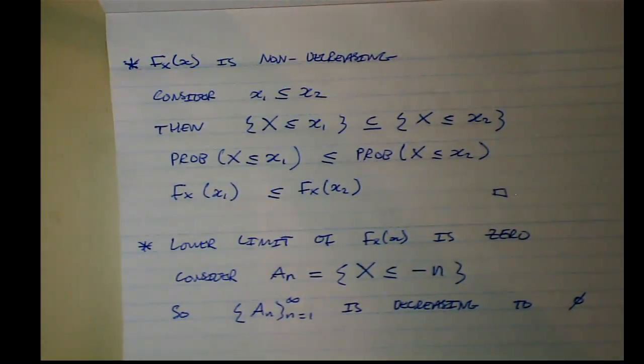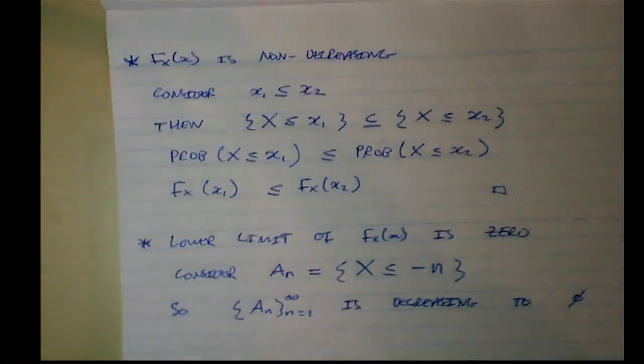So as n is getting large, A_n is going to the empty set. Why? Because as n is getting large, minus n is going to minus infinity, and the set where x is less than minus infinity is empty.